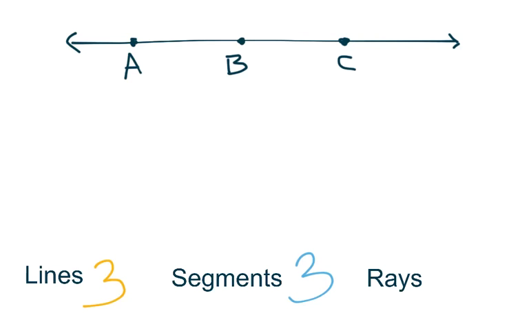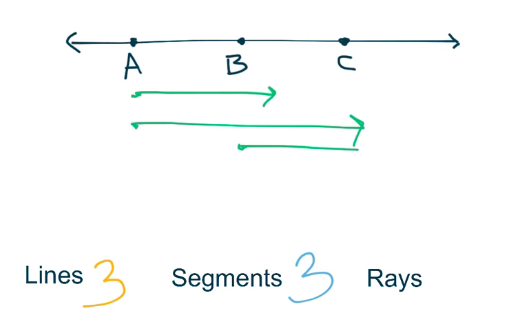Now, how many rays do we have? If we started at A, we could continue through B. If we started at A, we could have continued through C. If we start at B, we could continue through C. So going to the right on this line, there are 3 different rays that we would have.